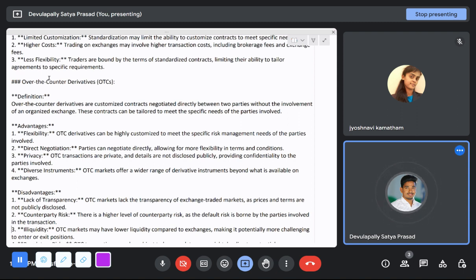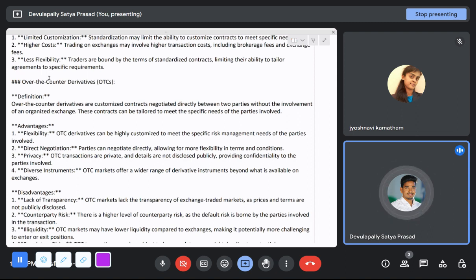So if you put a large trade in the exchange, a lot of market participants will be able to know it, and they will protect themselves, and they will not let that happen to you. In OTC there is a lot of privacy, because the other party will not share that information with the outside public. And also, this is the most important, there are diverse instruments.